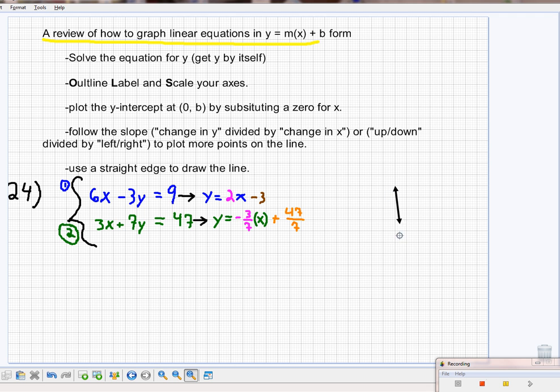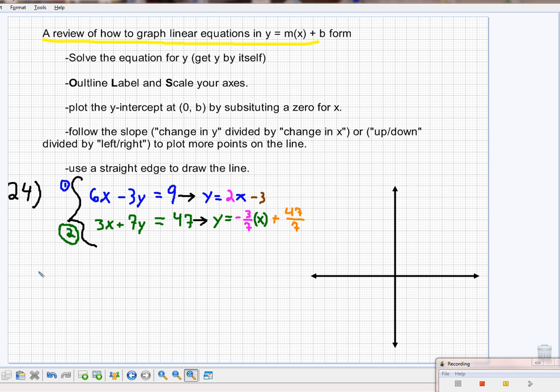I do want you to have a straight edge for this. If you're really good at freehanding a straight line, then you can freehand it. If not, get out your ID, get out some type of straight edge. We've outlined. Now we just need to label our axes. So let's go ahead and label.